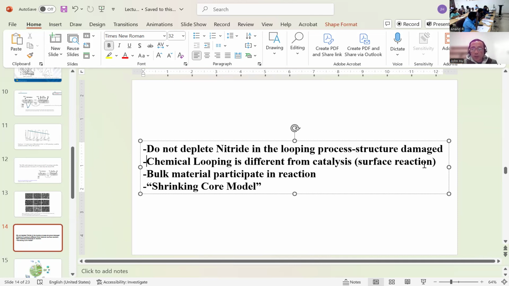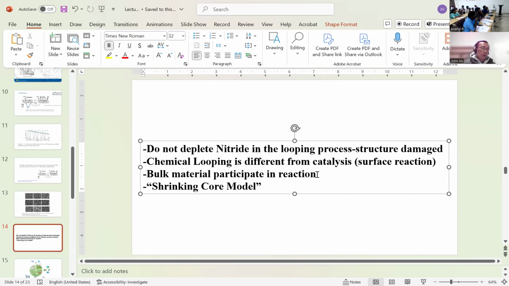Catalysis is a surface reaction, but chemical looping is a bulk reaction. So a bulk material participates in the reaction. What does that mean? That means you cannot deplete all the nitrogen in the bulk. If you deplete it, sorry, it's gone.